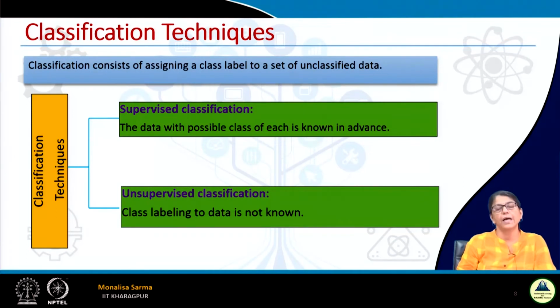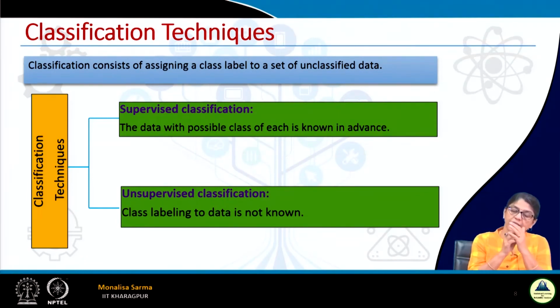The next is unsupervised classification. In unsupervised classification, the class labeling of the data is not known. Given a data set, first of all, we don't know how many classes there will be or what the different class labels will be. Nothing is known to us. Just the data are given. When the data are given, we try to group the data in such a way. Okay, a big data set is given.